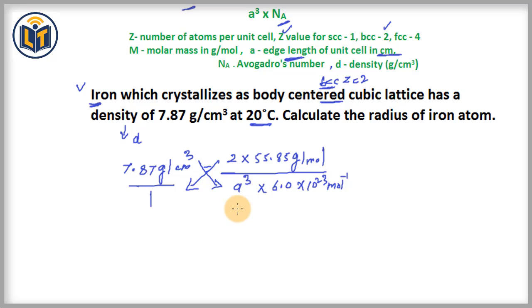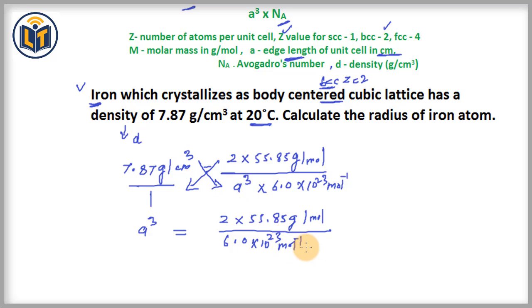To simplify it, we can transfer A cube to the left side. Here we have A cube on the left side, and so the setup we have 2 multiplied by 55.85, and the unit is gram per mole. Let me put the unit here, then I will cancel. At the bottom here we have 6.0 multiplied by 10 to power 23, and it is per mole. And so this value also comes down.